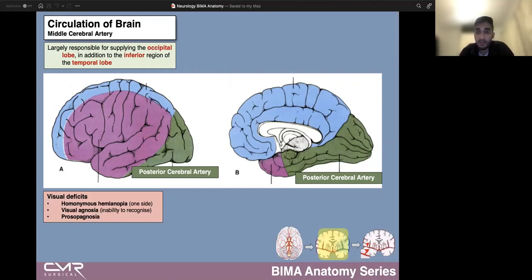Visual agnosia. So agnosia is the inability to recognize things. So if a patient has a PCA, so posterior cerebral artery stroke, and you were to give them an object, they'll be unable to recognize what it is because the visual association area is affected. And also prosopagnosia. So as mentioned earlier, prosopagnosia is the inability to recognize faces. So they wouldn't be able to recognize anyone, and that will manifest as symptoms of confusion.